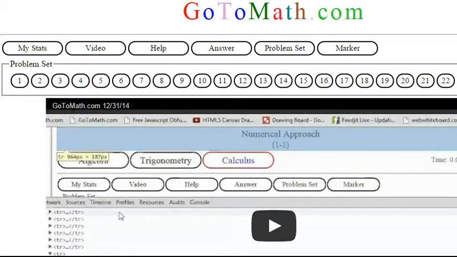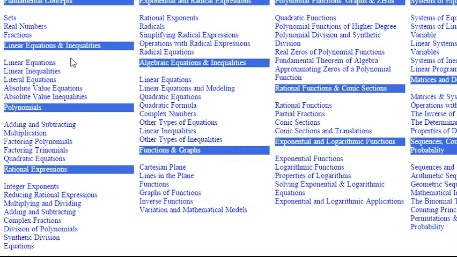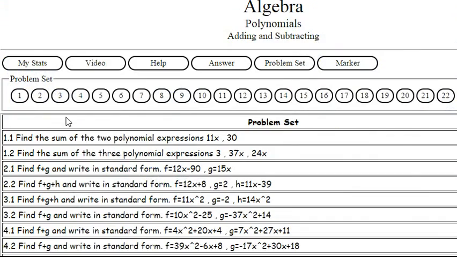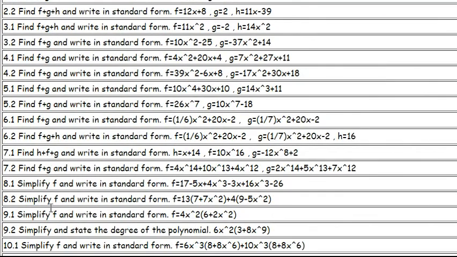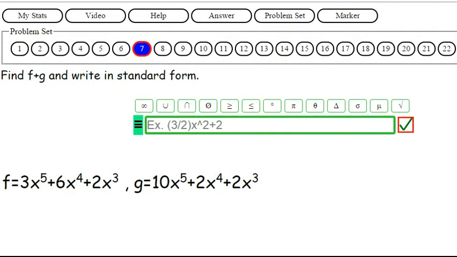Okay, we're over here at GoToMath.com, working some algebra. Of course, you can't see the button that I'm clicking on up there. Well, we're not doing calculus, even though this is the most important course you can take to really get calculus down, because we spend most of our time in calculus doing algebra. That's right. Find f plus g and write in standard form.